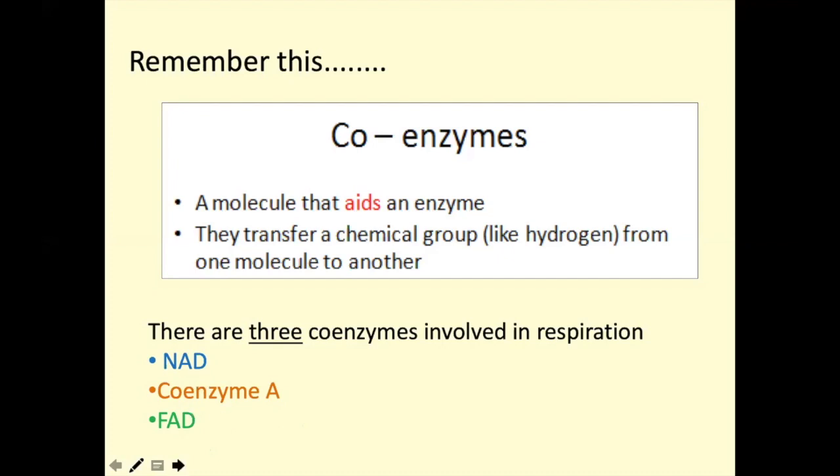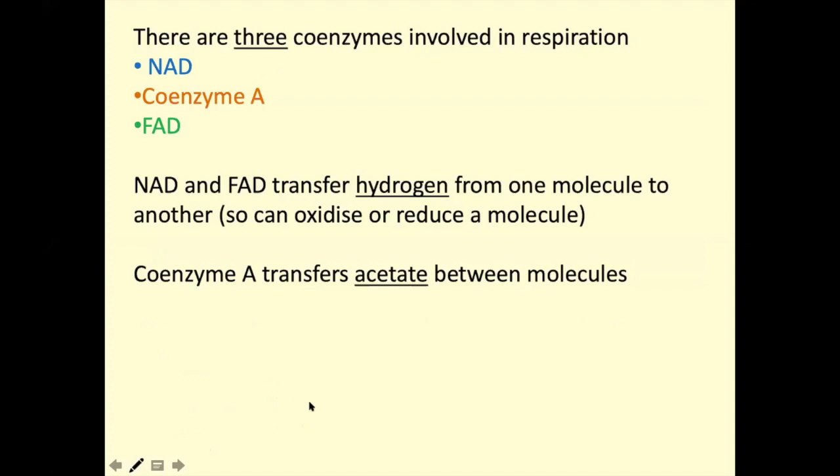You would have come across that in photosynthesis as well. So NAD, coenzyme A, and FAD transfer hydrogen from one molecule to another, so it can oxidize or reduce a molecule, whereas coenzyme A is going to transfer acetate. The enzyme is going to do the reaction, and then the coenzyme is going to take the hydrogen. The hydrogen is not going to just float off into the cytoplasm. It's not going to stay on the enzyme. It's going to be released from the enzyme onto the coenzyme.